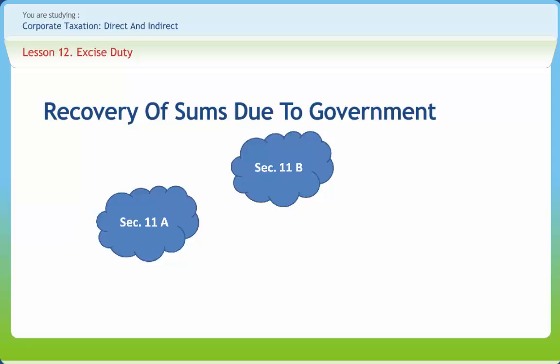If on receipt of such application the Assistant Collector of Central Excise is satisfied that the whole or any part of the duty of excise paid by the applicant is refundable, he may make an order accordingly and the amount so determined shall be credited to the fund.